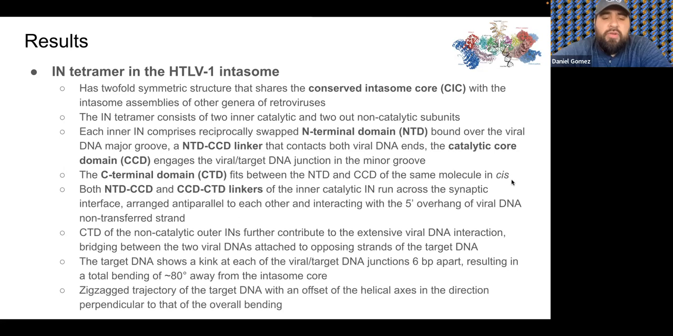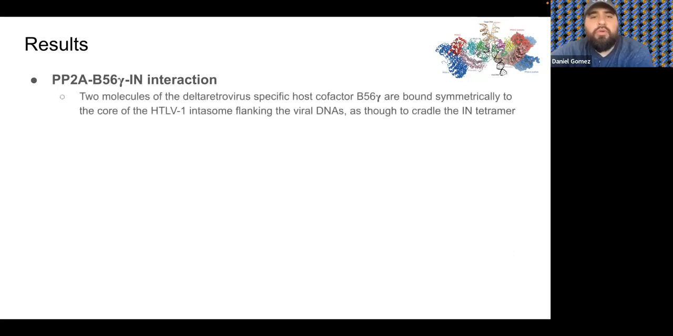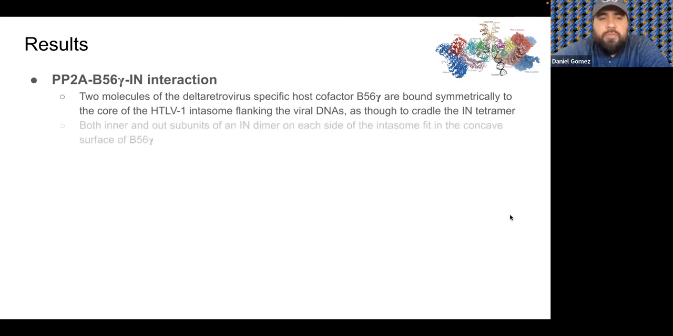There's also a zigzag trajectory of the target DNA that offsets the helical axis in the direction that's perpendicular to the overall bending. And the PP2A B56 gamma IN interaction. So there are 2 molecules of the delta retrovirus-specific host cofactor B56 gamma that are bound symmetrically to the core of the HTLV-1 intasome that flanks the viral DNAs, and this is known to cradle the IN tetramer.